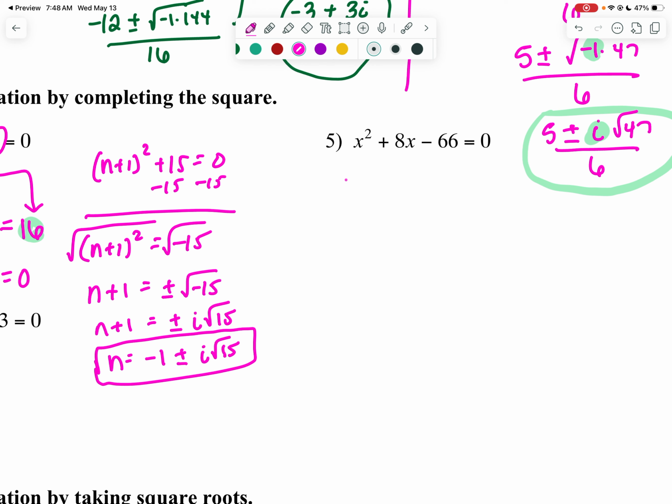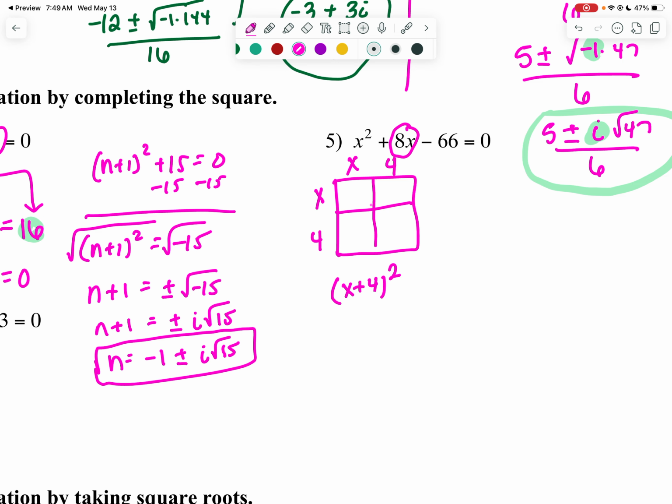For number 5, we're doing the same thing here. So we're going to look at my b value here of 8. That's going to be 4 if I divide it. So I have x, 4. So that's going to give me x plus 4 whenever I complete the square. I need to figure out what gets me to negative 66. So that is going to be negative 82 to be exact. So this right here is going to be negative 82.